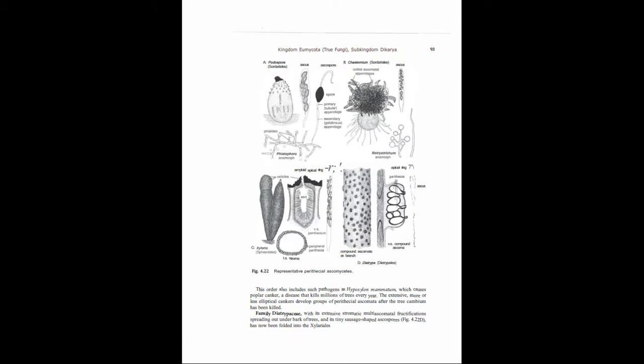Compound ascomata on branch. T.S. stroma. Amyloid apical ring. Apical ring.